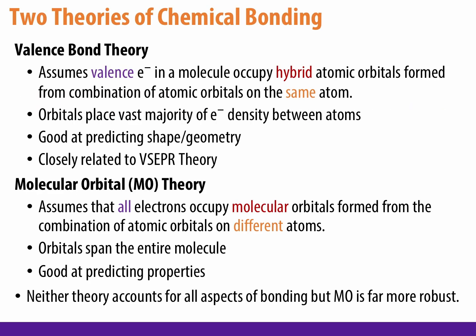So that brings us to the end of valence bond theory, the first of our 2 key bonding theories. Here's a summary and a brief comparison to molecular orbital theory, which will be our next topic we cover.